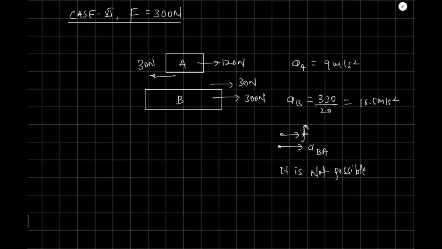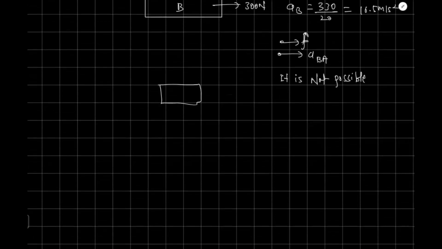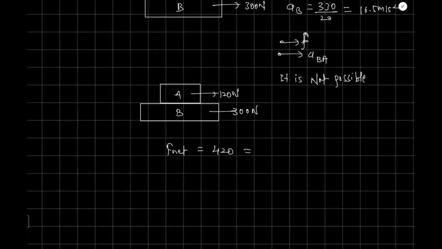So what can happen? They can move together. So let's assume they are moving together. When they are moving together, let's say it's A, it is B. On this one force 120 Newton, on this one 300 Newton. So F net that is acting is 420 Newton and total mass is 10 plus 20, as we are assuming they are moving together, so they have the same acceleration. So acceleration is equal to 420 by 30. That will be 14 meter per second square.